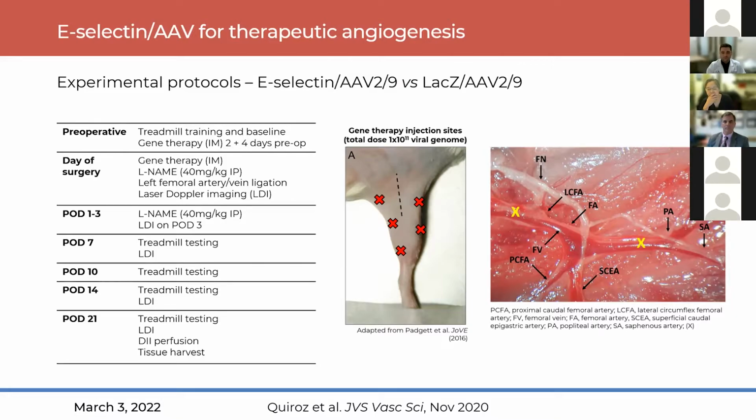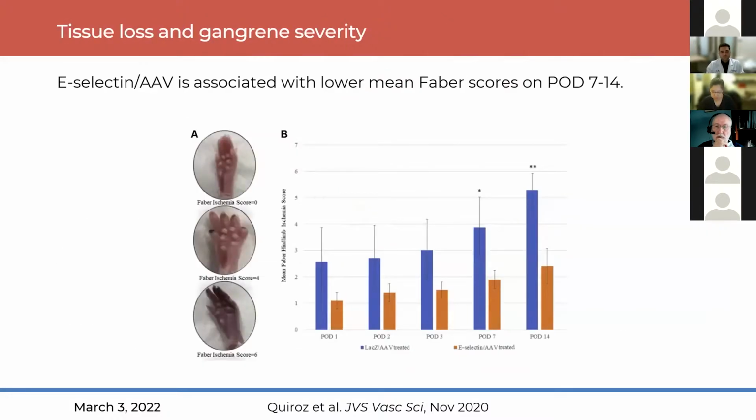To induce ischemia, we perform femoral artery ligation at the 2 sites shown in the image on the right. And in addition, we administer L-NAME, which is a nitric oxide synthase inhibitor. This further increases oxidative stress in the limb and induces gangrenous changes in the footpad of these mice. So the first outcome we look at is just the gross appearance of the foot, which we can score based on the Faber hind limb ischemia score, with some examples shown on the left. And basically you can see by post-op day 7 and certainly by post-op day 14, the mean Faber scores are lower in the E-selectin treated mice, demonstrating that they have reduced severity of tissue loss.